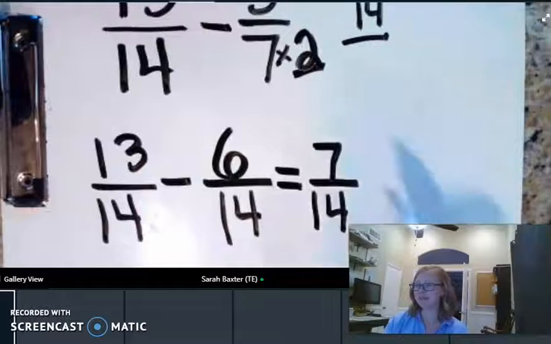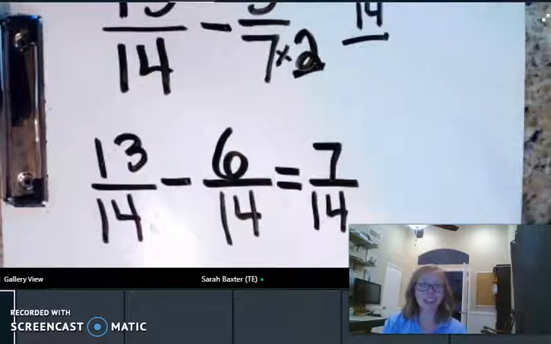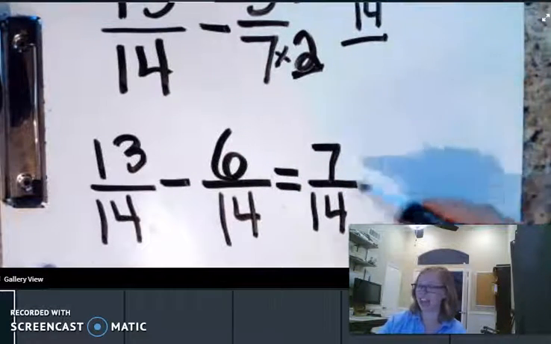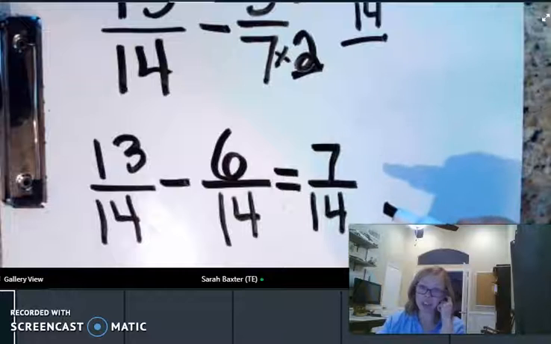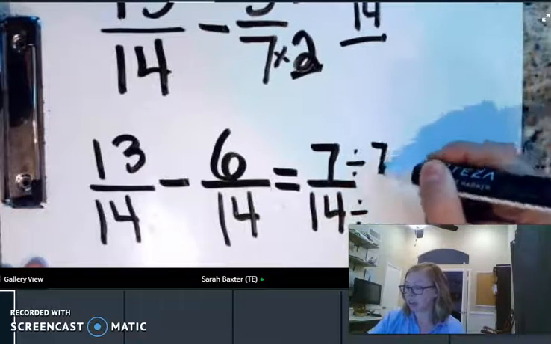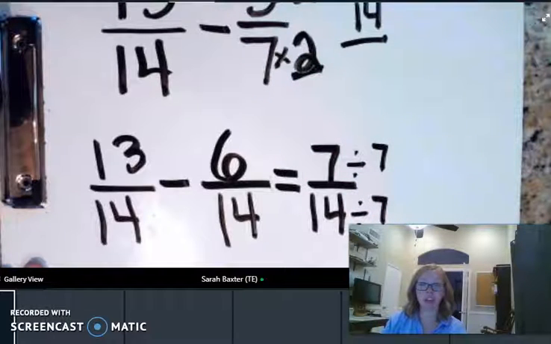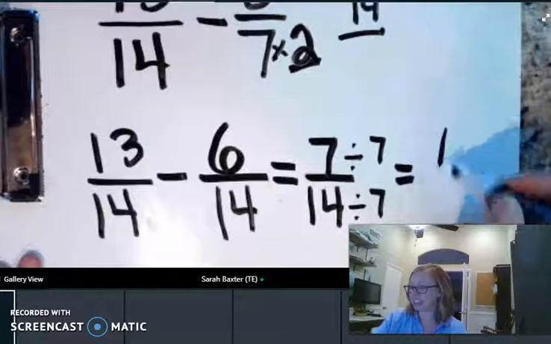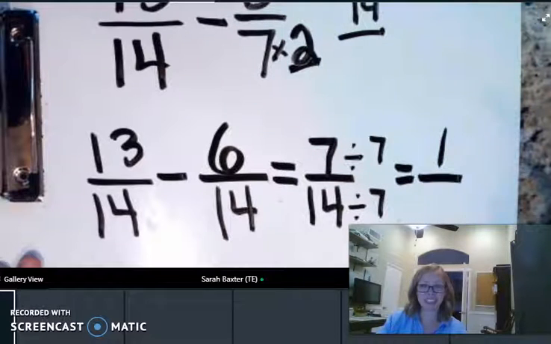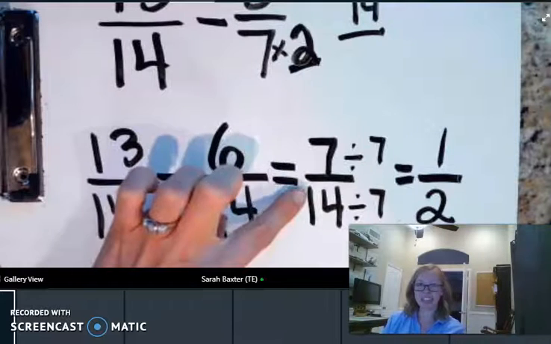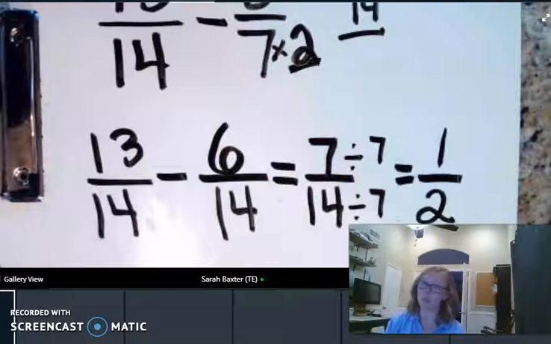7 and 14, those were our original denominators, and we realized that they were multiples of one another. So I can simplify this fraction. I remember that 7 is half of 14, or I could say 7 is my common factor. Divide my numerator and denominator by 7. 7 divided by 7 is 1. 14 divided by 7 is 2. 7/14 means the same as 1/2.